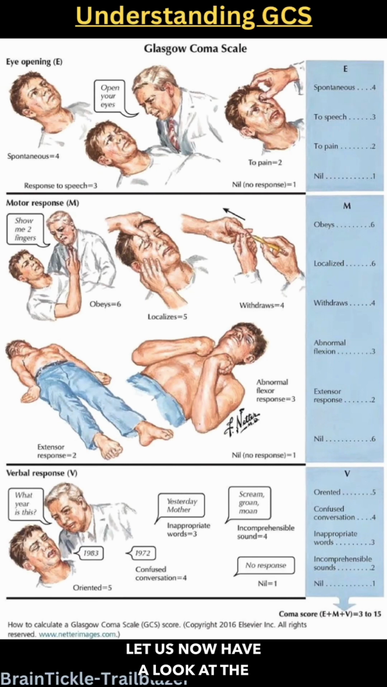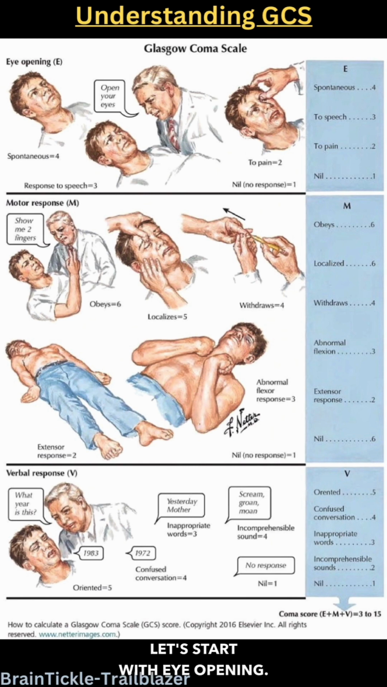Let us now have a look at the GCS scale. This picture is taken from Frank Netter's Atlas of Anatomy, and this is an old version of the GCS scale, but all new versions are also based on the same principles of checking eye opening, verbal response, and motor response. For eye opening, the maximum score is 4, for verbal response it's 5, and for motor response it's 6. So you can remember it by EVM or 4, 5 and 6.